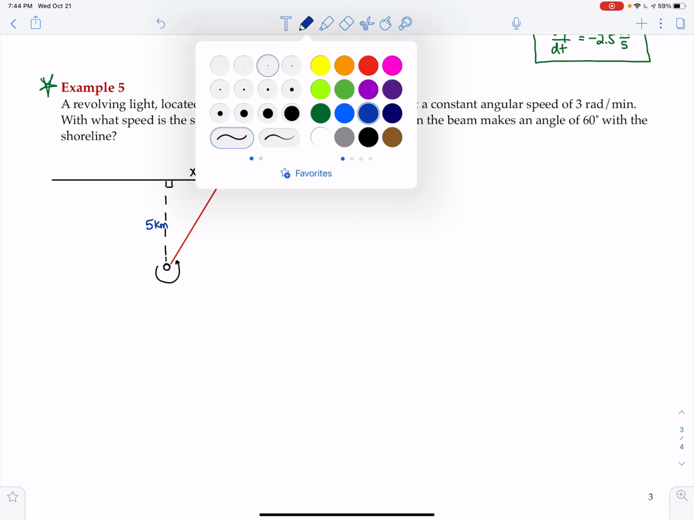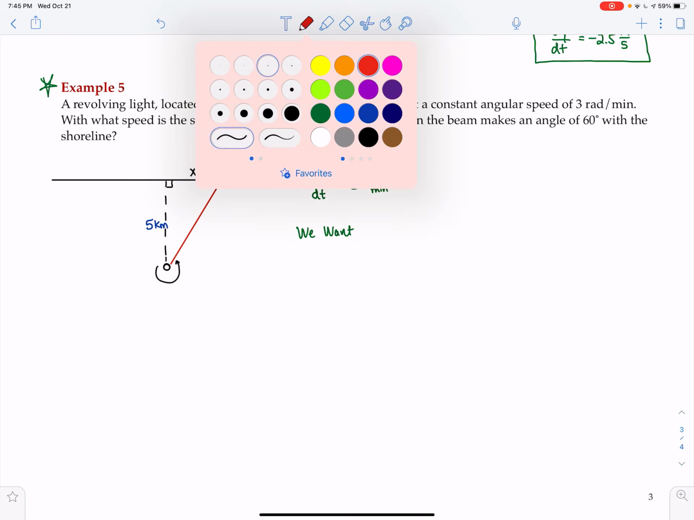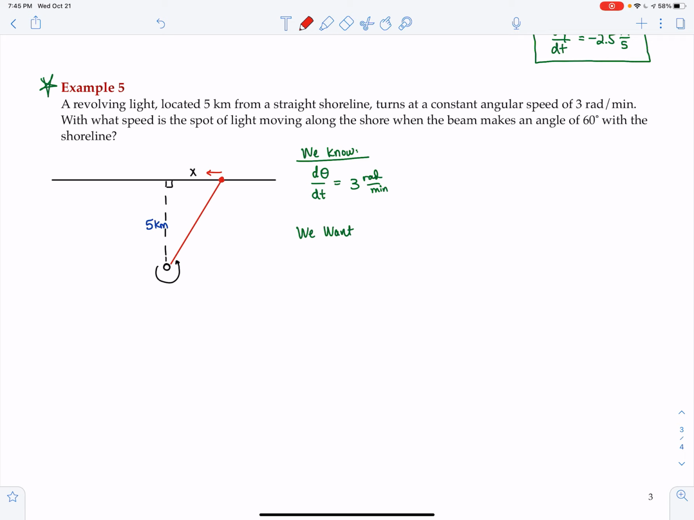Here we go. Here's what we know. Even if you get stuck with a problem like this, always write down what you know. We know that the angular speed, in other words, the rate at which an angle is changing, is equal to 3 radians per minute. We know that we want to know the rate at which that beam of light is coming across the shore. So that tells us that we are looking for dx dt. And it would be important to put the angle where it belongs, which is here. That angle is the one that's changing, and this angle is the one that's 60 degrees.